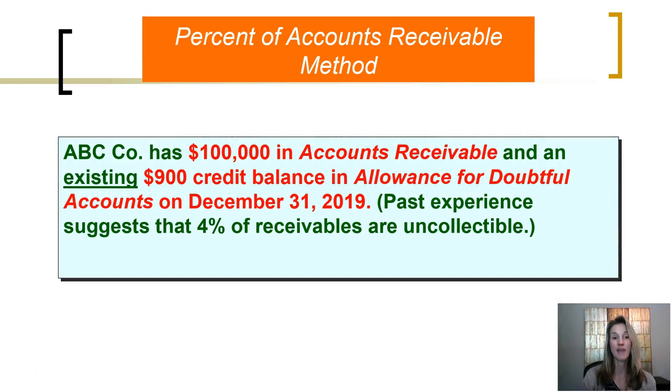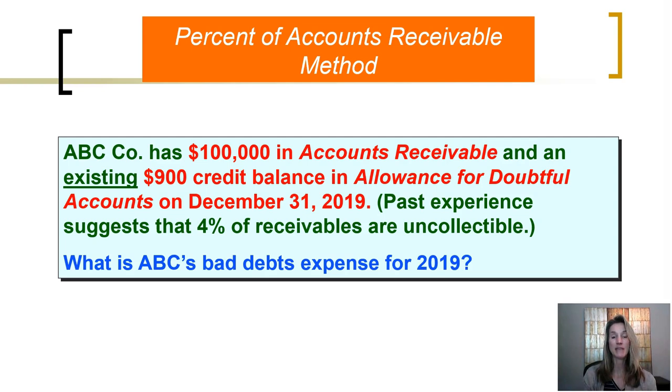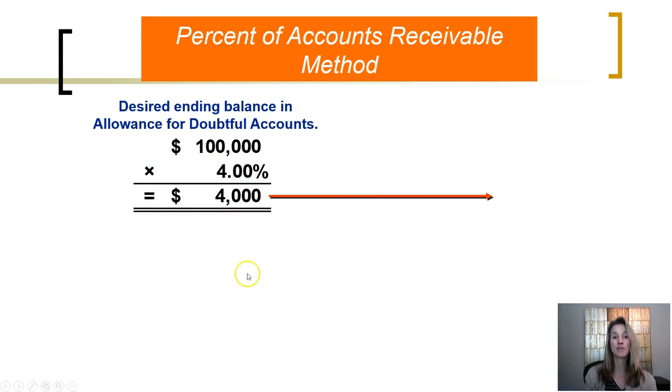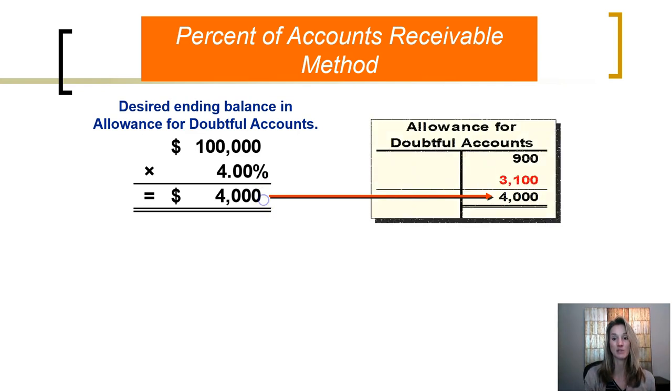So if ABC at the end of the year has $100,000 in accounts receivable and currently an existing $900 unadjusted credit balance in the allowance for doubtful accounts. Based on past experience, management estimates that 4% of its receivables will be uncollectible. We need to calculate the amount of bad debt expense ABC needs to record for the year. So, first step is to take the balance in accounts receivable and multiply it by the percentage uncollectible. $4,000 is the needed balance, or the desired ending balance, in the allowance for doubtful accounts.